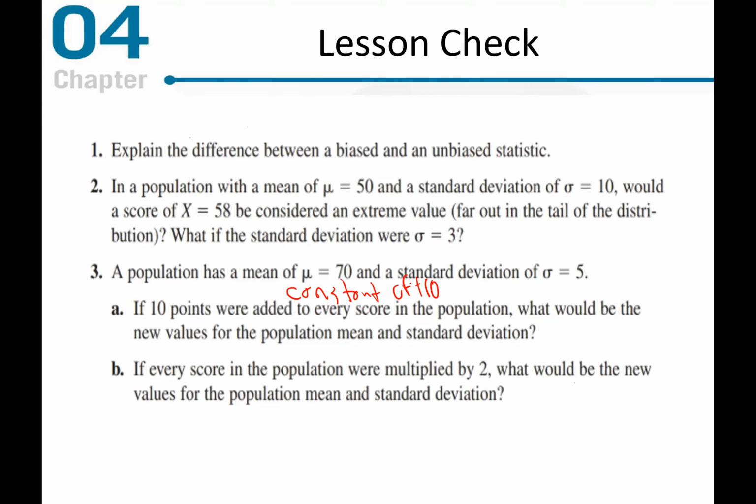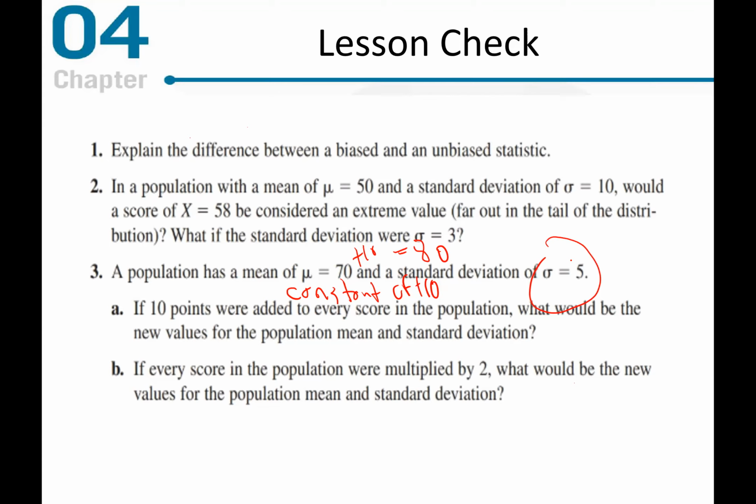Well, the mean is going to change by the constant. If we're adding, we added 10 to each score, so we would add 10 to the population mean. That would bring the population mean to 80. But the standard deviation is going to remain the same. So the standard deviation is still going to remain 5.